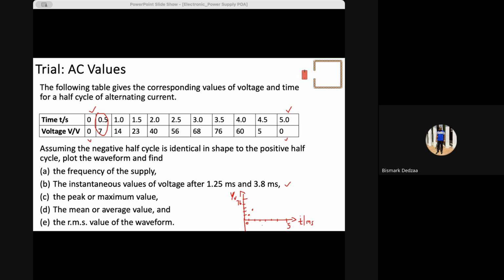Against 14. Against 23. Point 5 against 56.